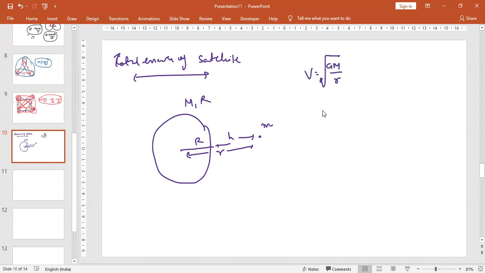So if I ask you, what will be the kinetic energy of the satellite? Kinetic energy will be half mv square. So it will be half m, and the square cancels the root, so it will be GMm upon 2r.